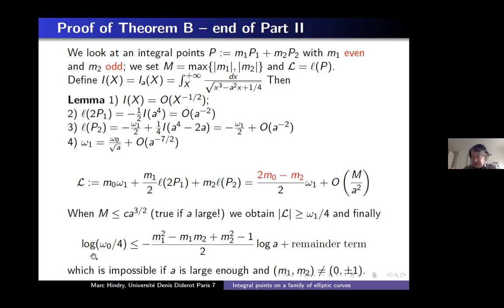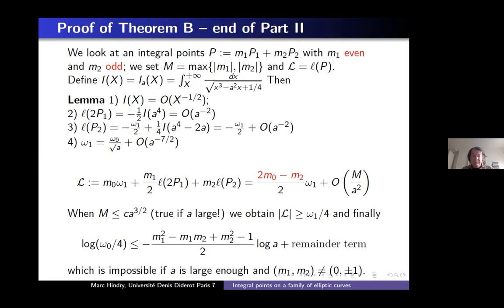If you put all this together, you obtain an inequality that reads like this. A has to be large enough for this inequality to be true. You have a constant times this quadratic form in M, but with a minus sign, times log A plus a remainder term. Now, this quadratic form is non-zero as soon as you take M1 and M2 different from 0 or plus or minus 1. That is exactly the points that we already know are integral. So what we get, at least if A is large enough to kill the remainder term, is that this inequality is impossible. And that finishes the proof.